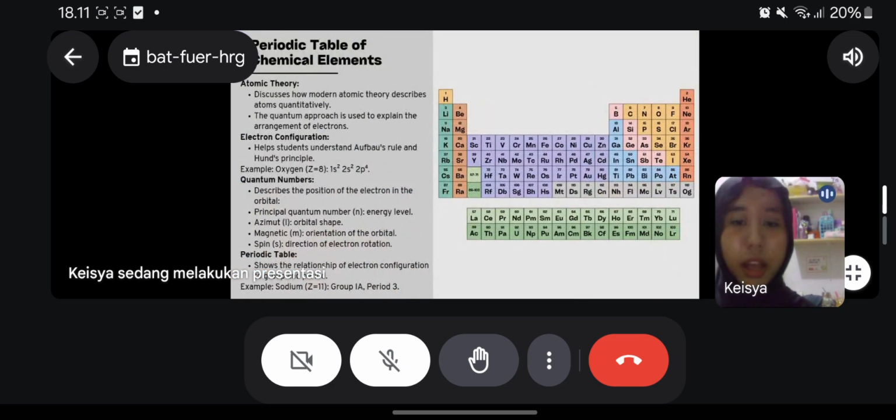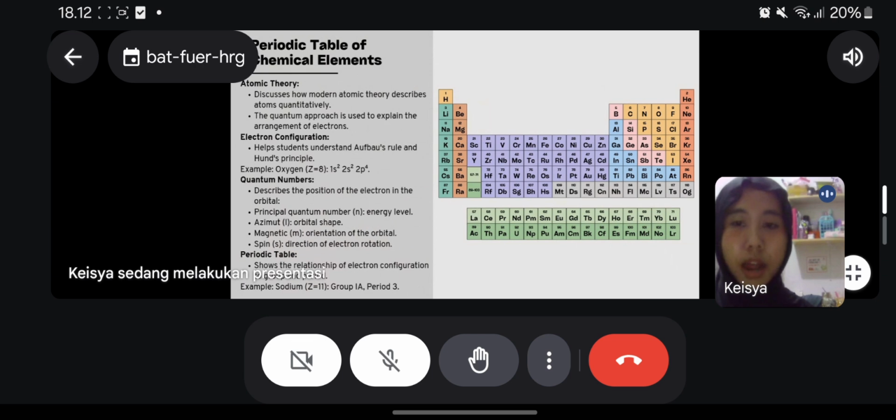This journal is very relevant to the material we are studying, namely atomic structure, electron configuration, quantum numbers, and periodic table. First, modern atomic theory is explained in more detail through this method approach. For example, the concepts of quantum numbers that are often considered difficult, such as the principal quantum number for energy levels, azimuthal for orbital shape, magnetic for orbital orientation, and spin for the direction of electron rotation, can be better understood through group discussion.